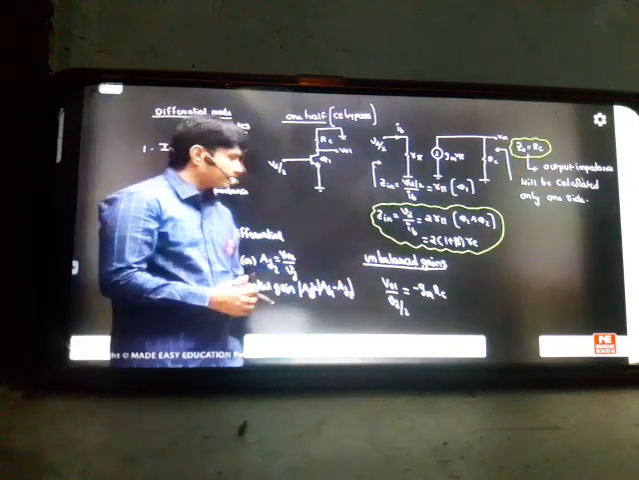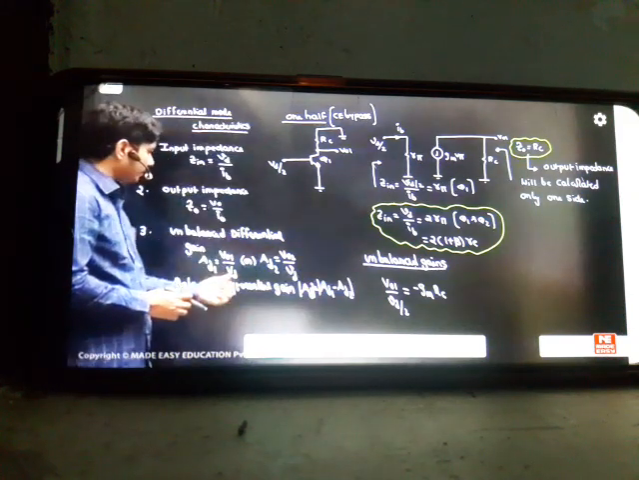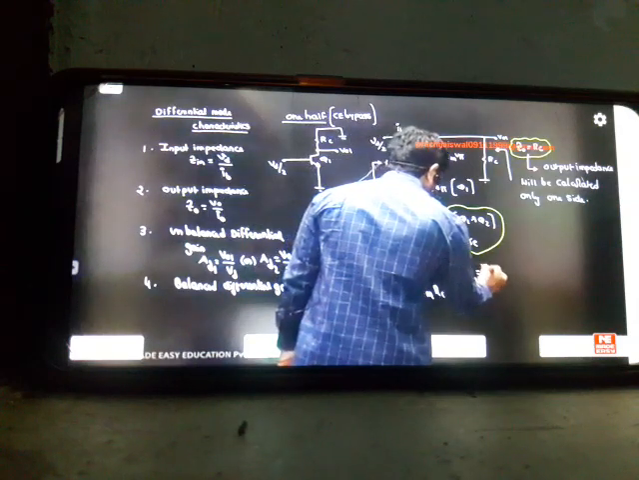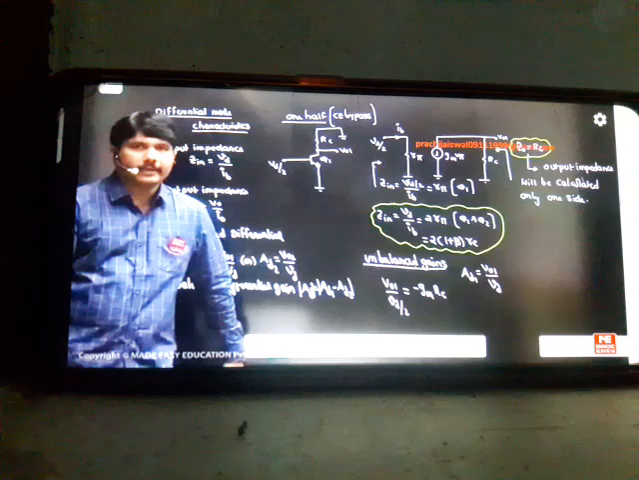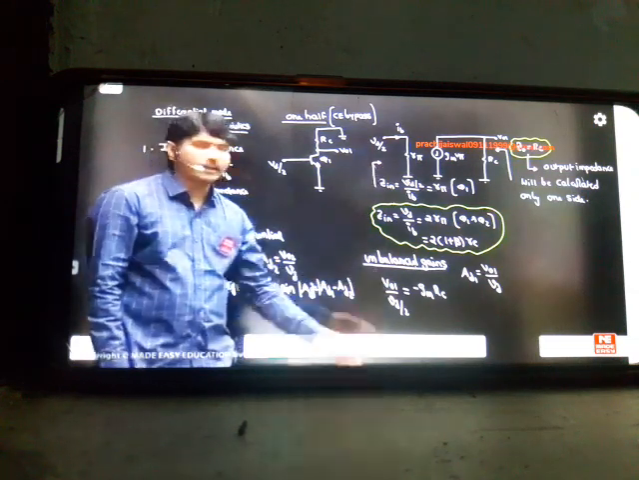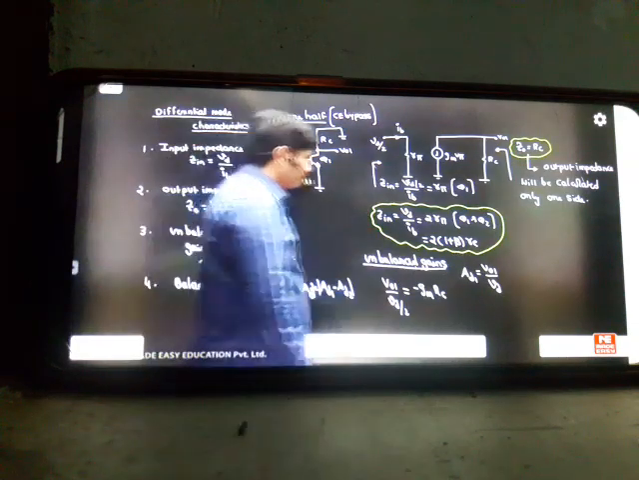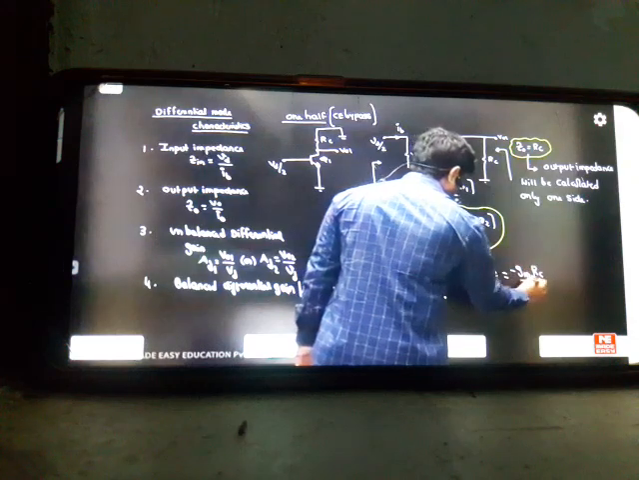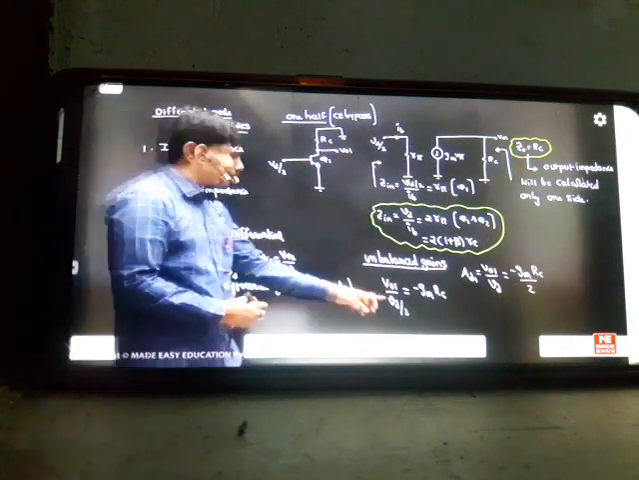So this is the unbalanced gain, minus GM into RC. But he is not asking V01 by VD by 2. He is asking for a differential input of VD, not VD by 2. Just convert this answer now. AD1 expects V01 by VD. Always remember one thing: the input for a differential amplifier is not VD by 2, it is only VD. But for our convenience we do VD by 2 first, complete the subtopic, and then convert into the answer. This 2 will go to that side, so it will be minus GM into RC by 2. This is the answer you are expecting.